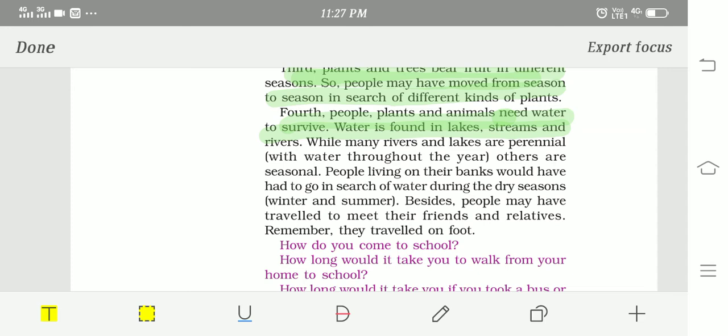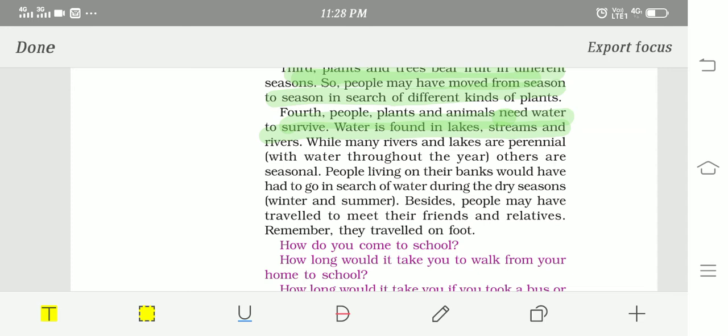Seasonal means the rivers get water only in the season of rain, and the rainy season in India we call monsoon. So particularly these kinds of rivers, which get water in a few months only and the remaining time they dry up, are called seasonal rivers. Now people living on their banks would have to go in search of water during the dry seasons.